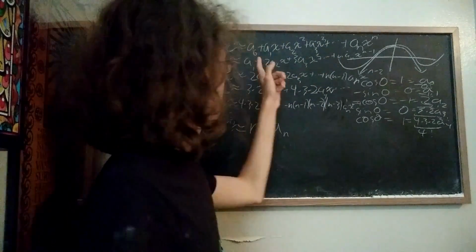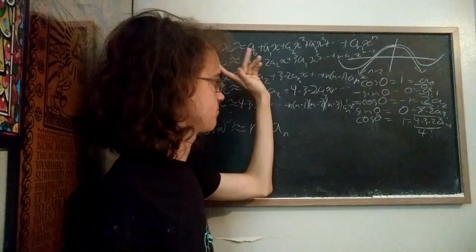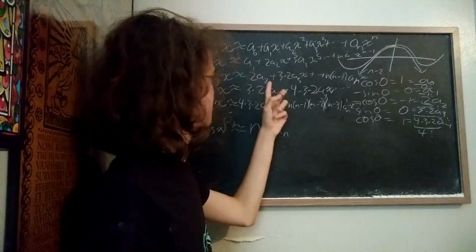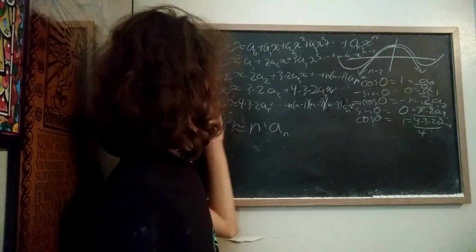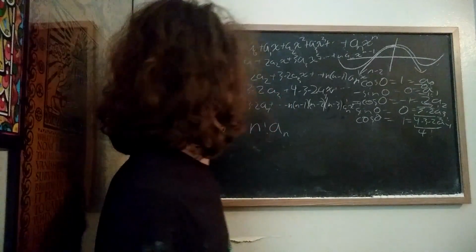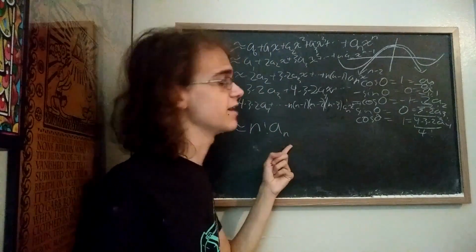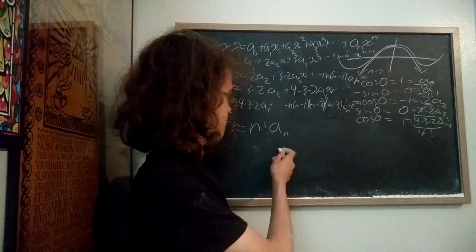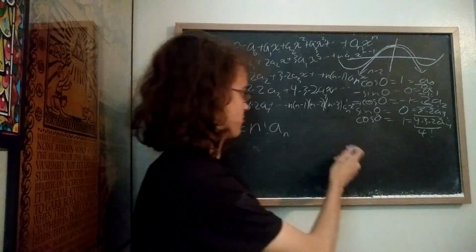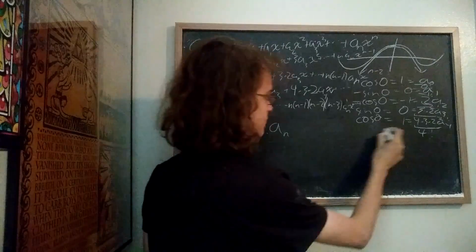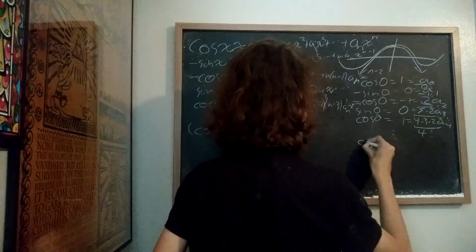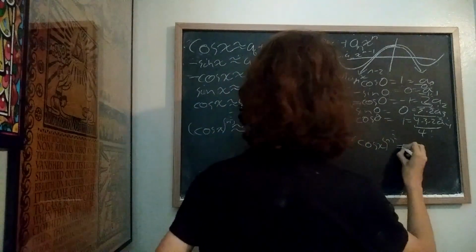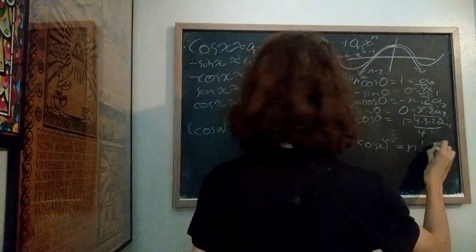With the first derivative, the coefficient 1 is isolated. With the second derivative, coefficient 2 is isolated. With the third, it's coefficient 3. And so for the nth derivative, the coefficient n is going to be isolated. And so we could solve for it by just dividing over the n factorial. If we continue this pattern, we can write it like cosine x, nth derivative, is equal to n factorial.